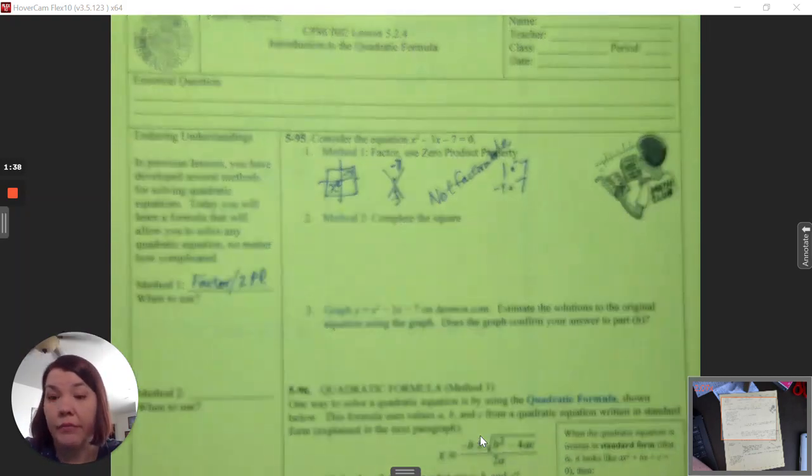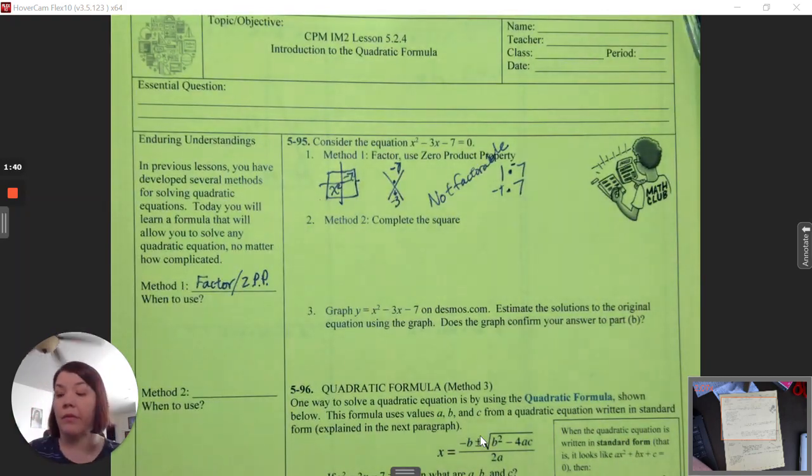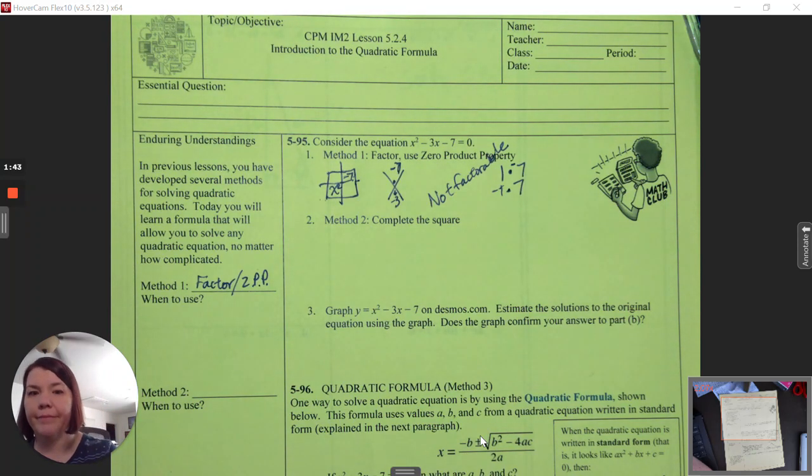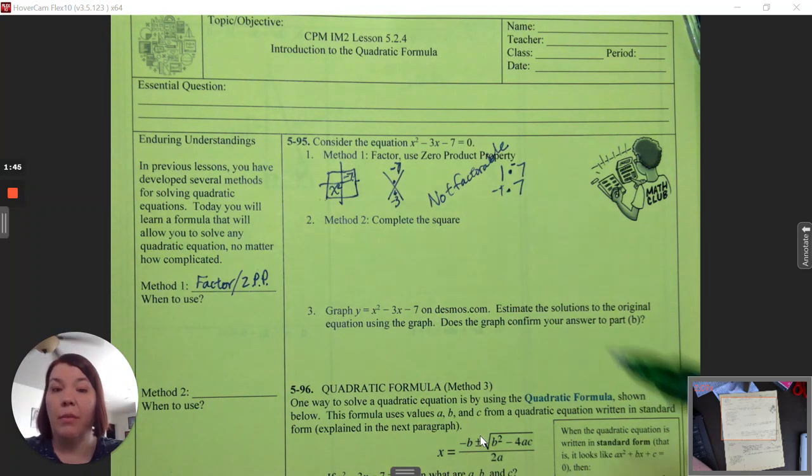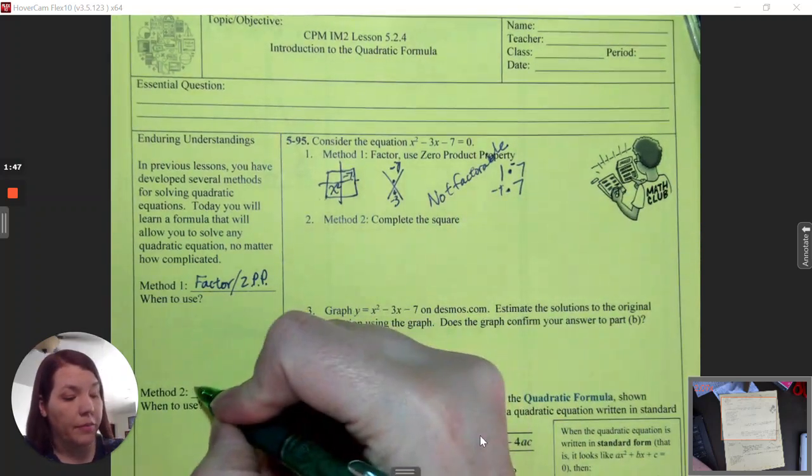Well, that was exciting. And I'm out of luck. I can't solve it. Oh, wait, I have other methods. Let's try another method. Method 2, complete the square.